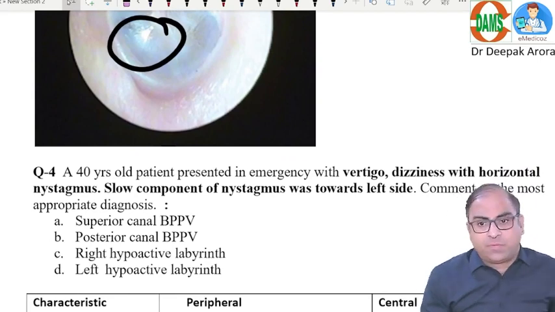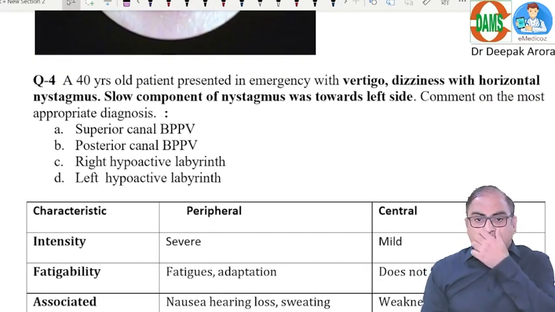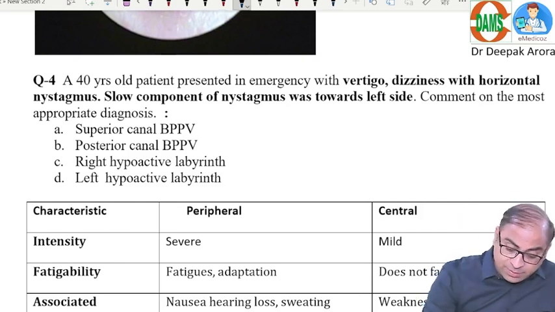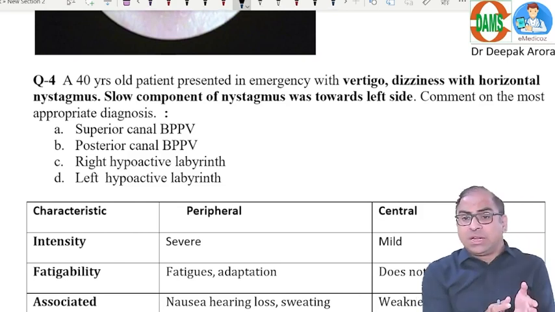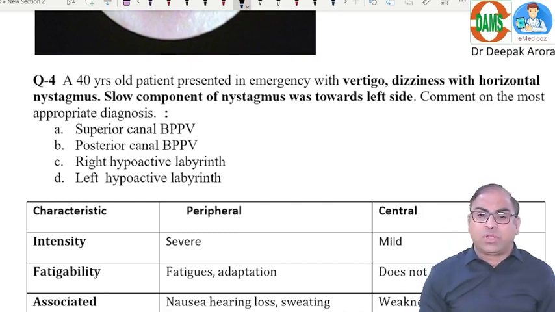Coming to question number 4, a 40-year-old patient coming to the emergency with vertigo, dizziness. A very nice MCQ, nicely formatted. It was an integrated question of ENT, ophthalmology, and medicine. So let us crack this question. What should be the approach to this MCQ?